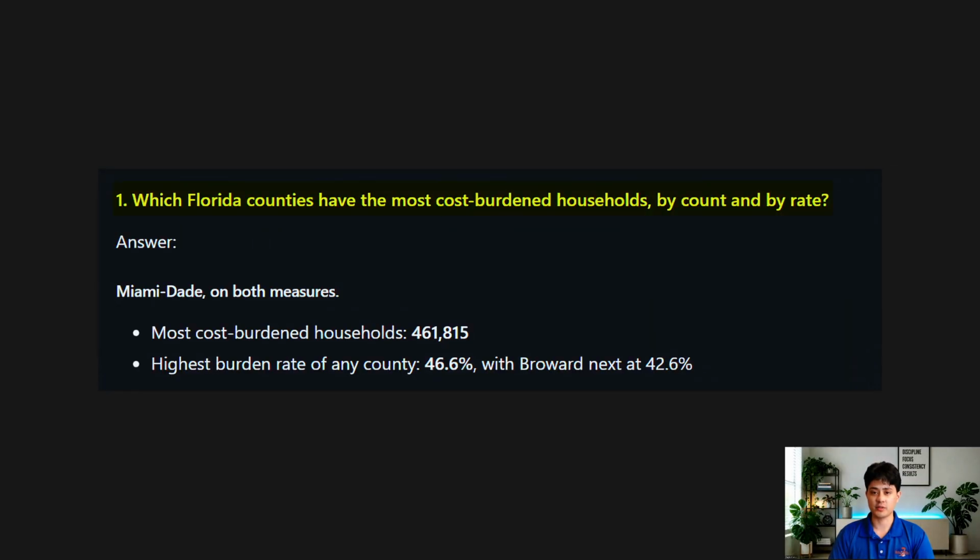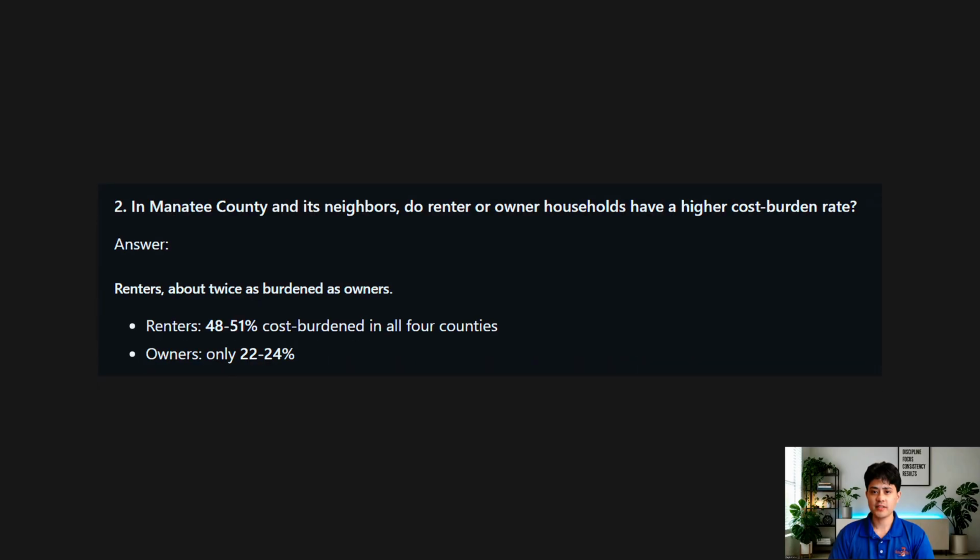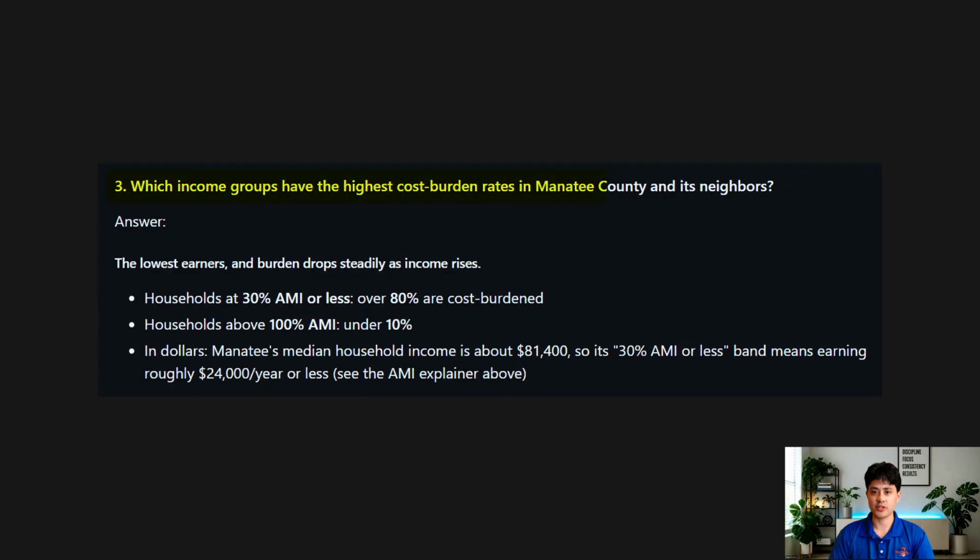Question 1, volume and rate. Which counties face the absolute highest burden by raw count and rate? Question 2, tenure split. How does the burden profile shift between renters and homeowners? Question 3, income stratification. Which area median income (AMI) bands are entirely priced out?